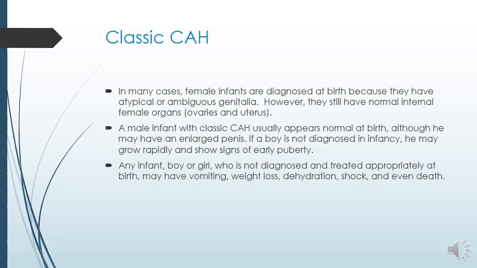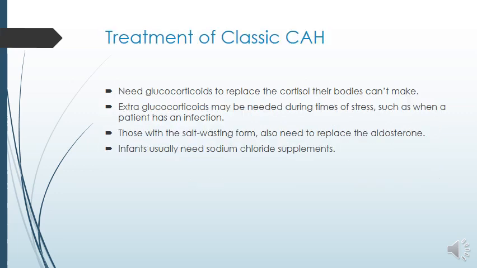Any infant, boy or girl, who is not diagnosed and treated appropriately at birth may have vomiting, weight loss, dehydration, shock, and even death. The treatment of classic CAH includes giving the patient glucocorticoids to replace the cortisol their bodies can't make. Extra glucocorticoids may be needed during times of stress, such as when a patient has an infection. Those with the salt wasting form of the disease also need to replace the aldosterone. Infants usually need supplemental sodium chloride.